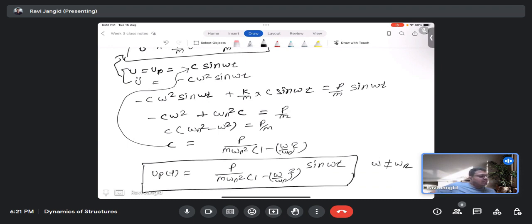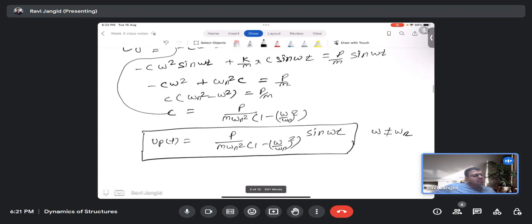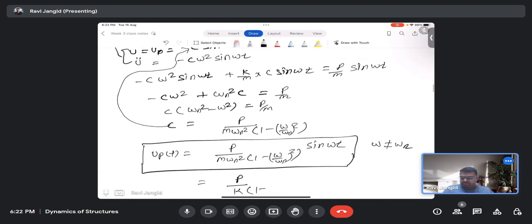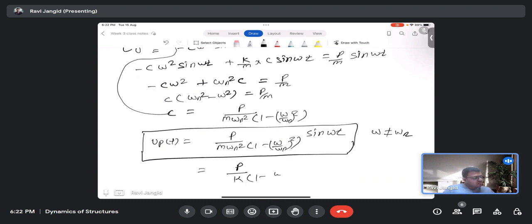So can anyone tell me now how I determine the solution for the resonating condition? Or I can write it in a small form: m omega n squared is k, so u(t) equals p by k, into 1 minus omega by omega n squared, into sine omega t. So this is your u(t).